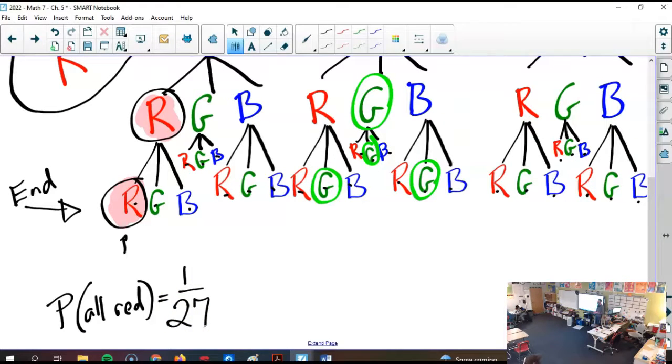But here's the trick. That, and I want you to write it like this, please. That's just 1 over 3 times 3 times 3.